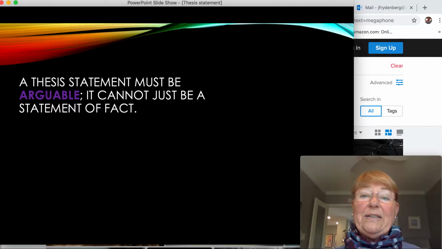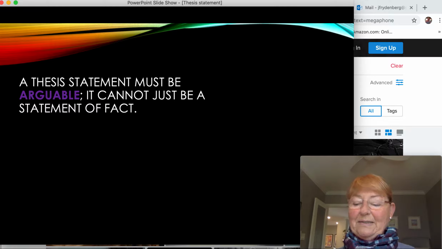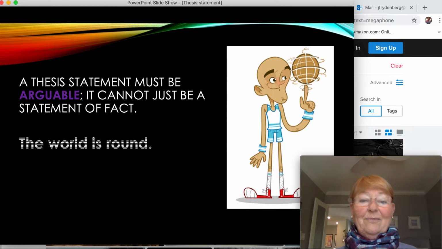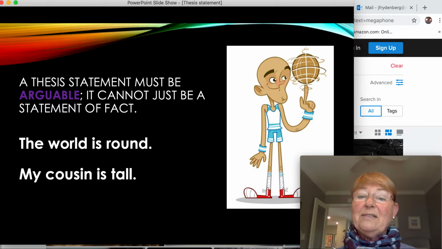Another rule about thesis statements is that a thesis statement must be arguable, something we can argue about. It cannot just be a statement of fact, such as the world is round or my cousin is tall. Those are facts. You can't write an entire essay about a fact. You can say some people believe that the world is flat. Now that's different and we can argue about it. But the world is round is just a statement of fact.